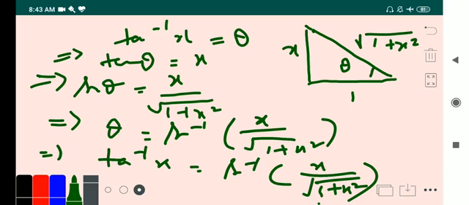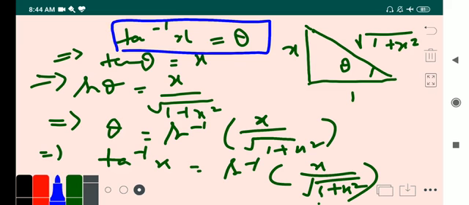Children, let us see a few more concepts of inverse trigonometric function. Let tan inverse x equal to theta. So we can say tan theta equal to x. Tan theta equal to x can be written as x upon 1. So if we use a right angle triangle, tan theta is perpendicular upon base, so we have x upon 1, so its hypotenuse will become, by Pythagoras theorem, under root 1 plus x square.